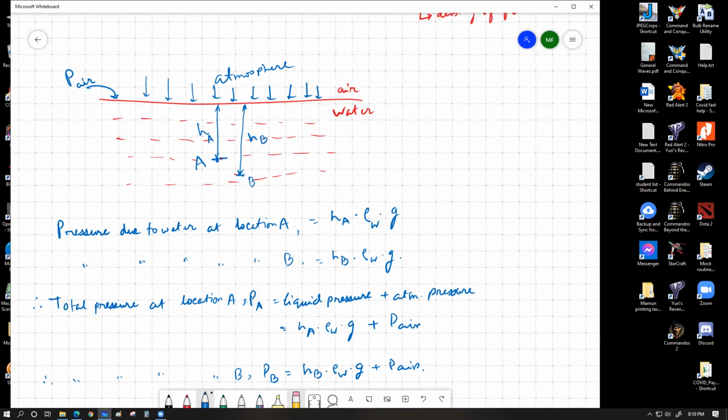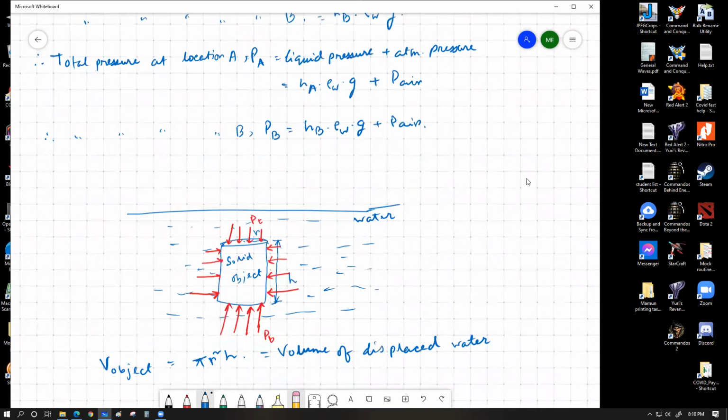We can use a lot of different terminologies, but the meaning is that this is the altogether pressure of this location if you are trying to calculate this out. So HA rho W, where W represents the density of water, times g, plus pressure of air. And similarly, total pressure at location B should be given by the same expression. We add these two numbers together. This is just a representation for the pressure calculation.